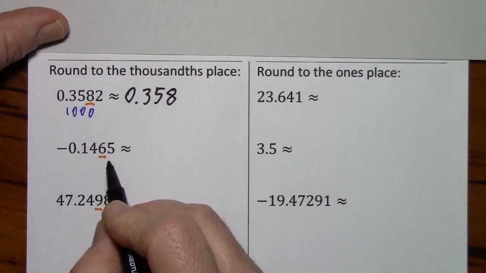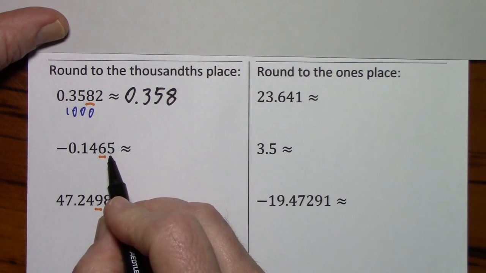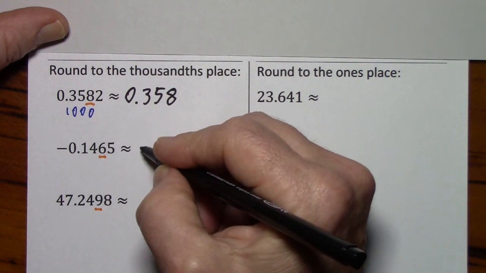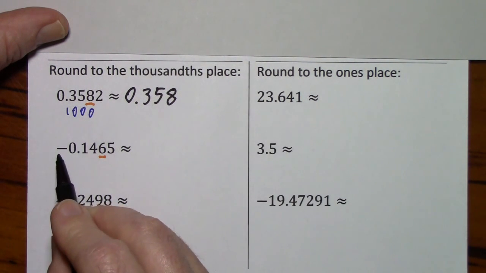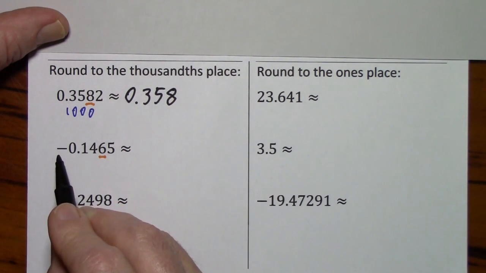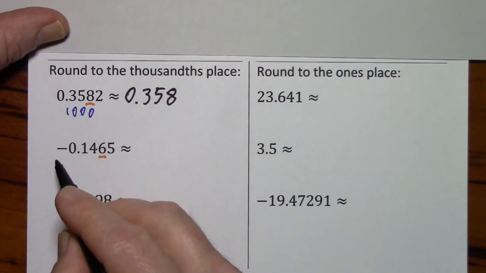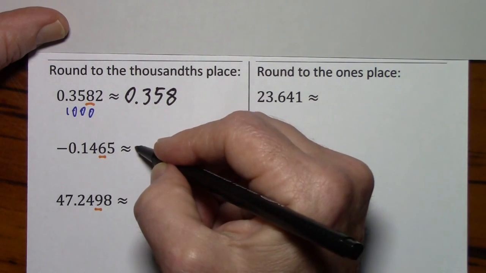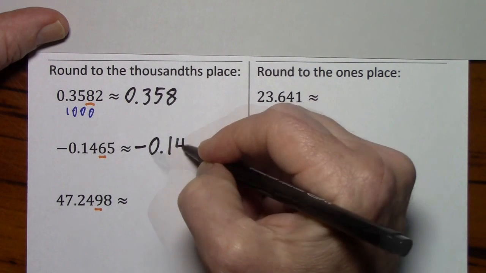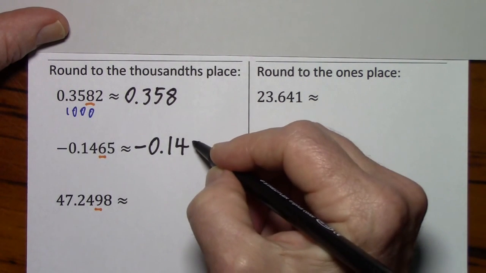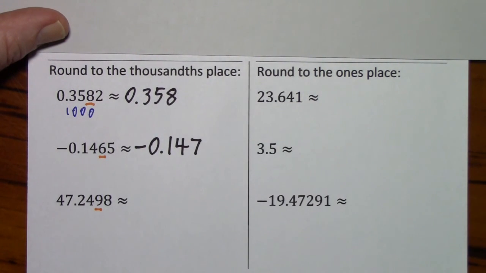So I stand here and I look at the next digit, it's 5 or greater, so I round up. And by the way, the fact that it's negative doesn't affect how you round. So you just have to keep up with the negative. But instead of a 6, it's got to be a 7.